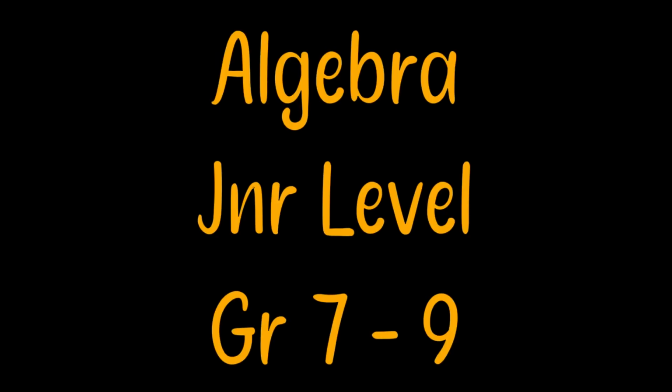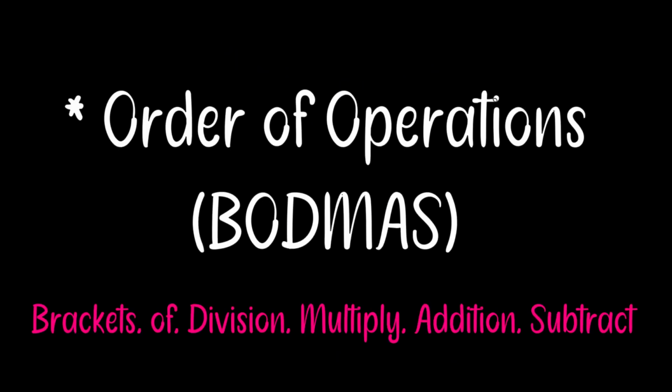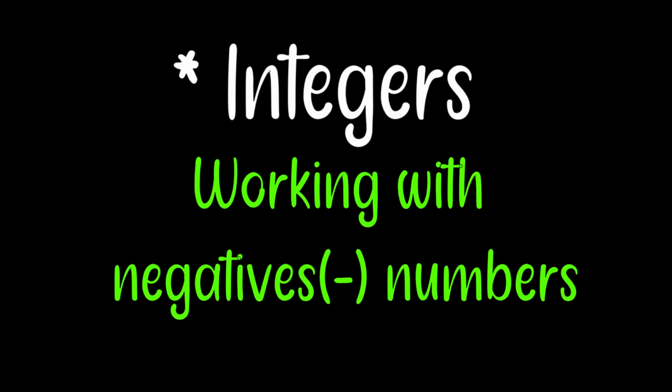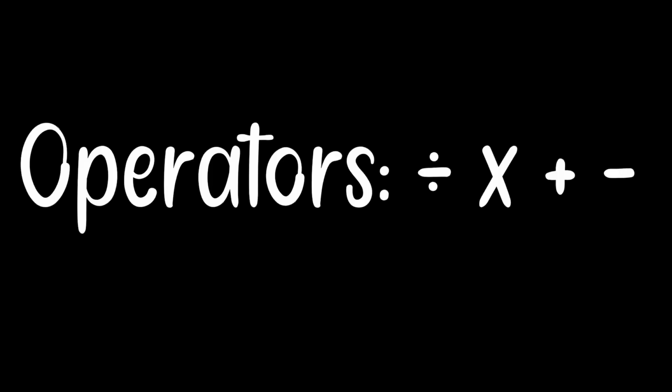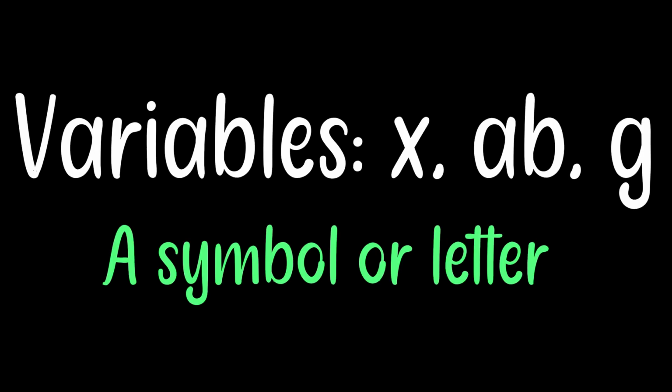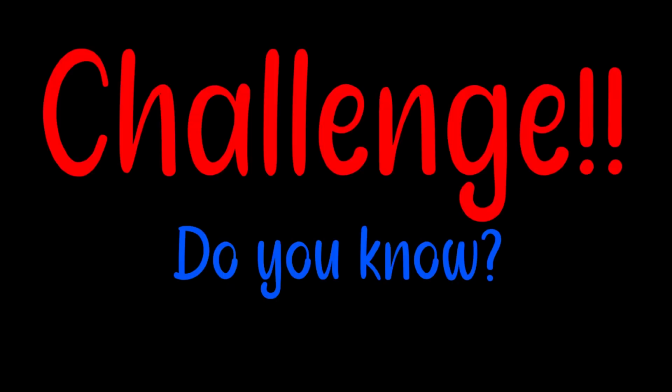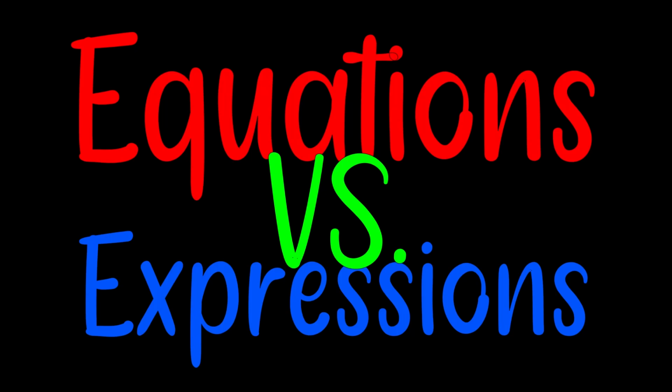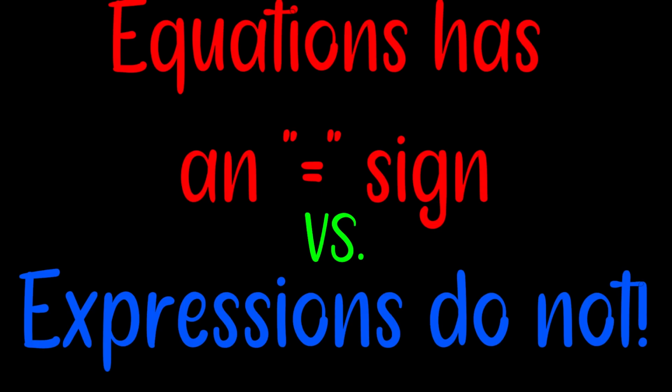Covering topics from grade 7 to 9, we'll touch on fundamental concepts like order of operations, remember BODMAS, working with integers, that's handling negative numbers. Let's clarify some key terms: operations of symbols, constants, variables, and coefficients. Here's a challenge for you. Can you differentiate between equations and expressions? Jot down your answer. And when you're solving for x, does the question provide an expression or an equation?